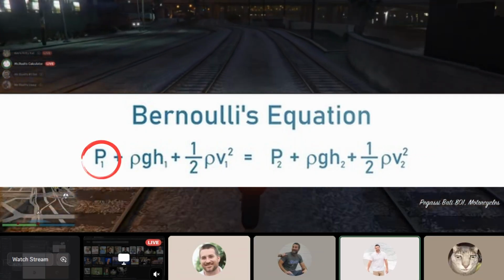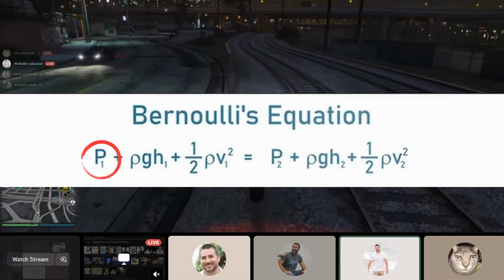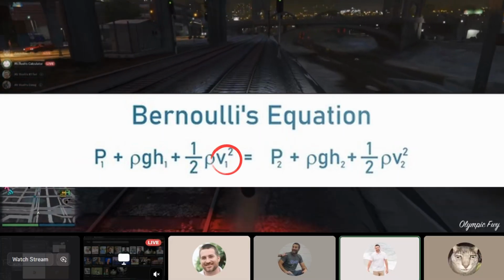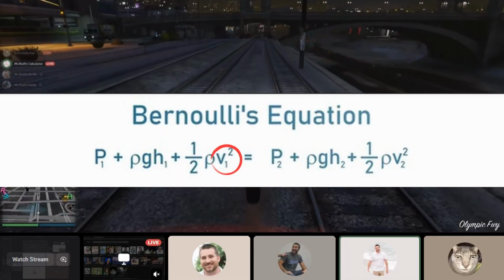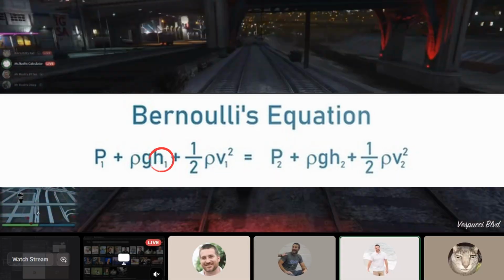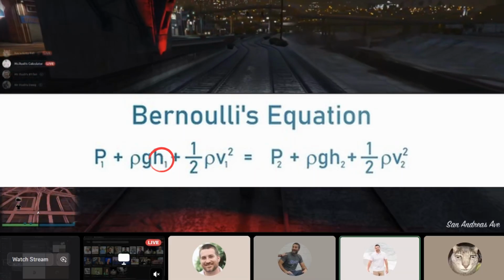P stands for the pressure of the fluid, measured in pascals. ρ (rho) stands for the density of the fluid. V is the speed of the fluid, measured in meters per second. G is the acceleration due to gravity, which is 10. H is the height of the fluid above a reference point in meters.